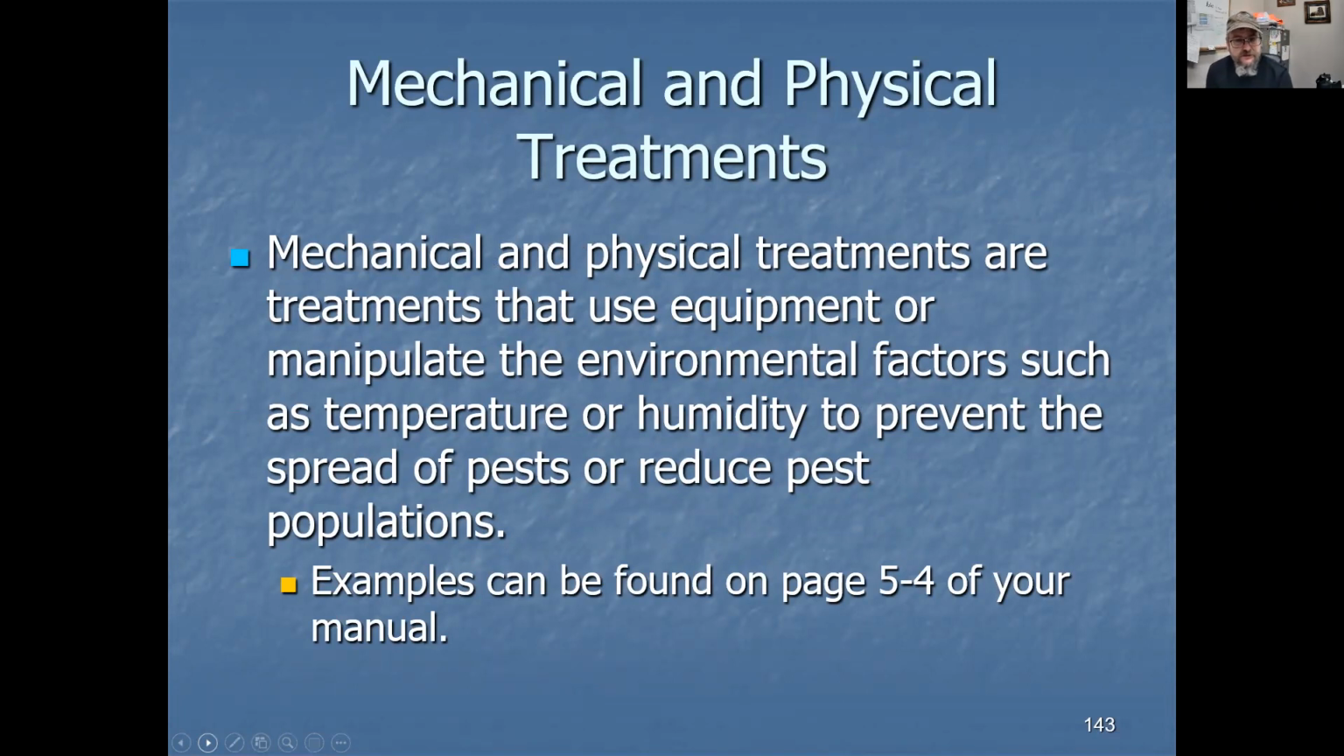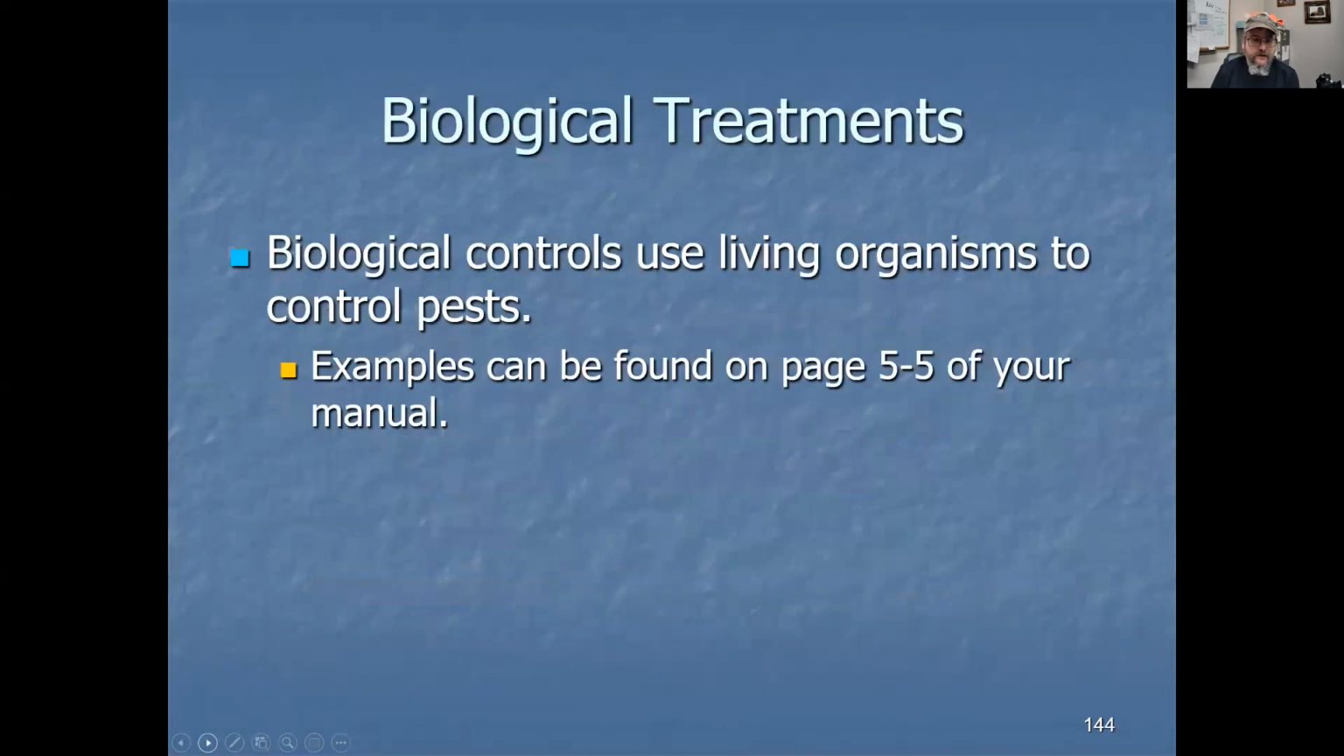Mechanical and physical treatments are treatments that use equipment or manipulate the environmental factors such as temperature or humidity to prevent the spread of pests or reduce pest populations. Examples can be found, okay, we've already talked on page 4 in the manual. Biological treatments are controls that use living organisms to control pests. So on 5-5, you've got some of the ideas for biological treatments.